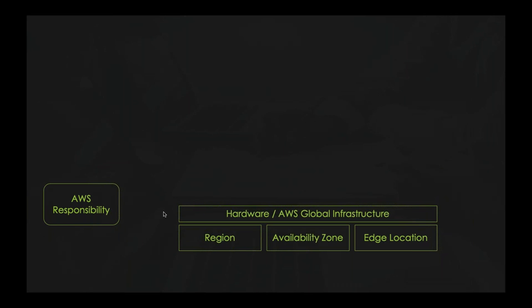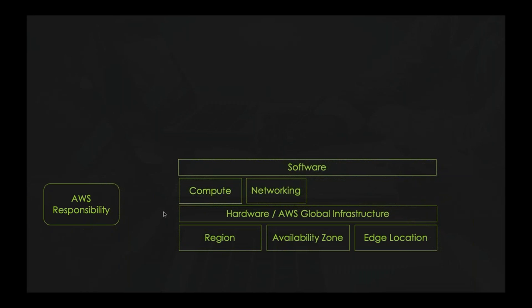So let's see first AWS responsibility. AWS is responsible for hardware and the global infrastructure like regions, availability zones, and edge locations. Maintaining these locations, this hardware and the global infrastructure is taken care of by AWS. This is not our job. This is the job of AWS. Similarly, software like computing power, networking, database and storage. Maintaining all this is again the job of AWS. Storage, database, networking, computing, all this configuration, designing what applications they are offering, everything that comes on the AWS side is their job. This is not our responsibility.